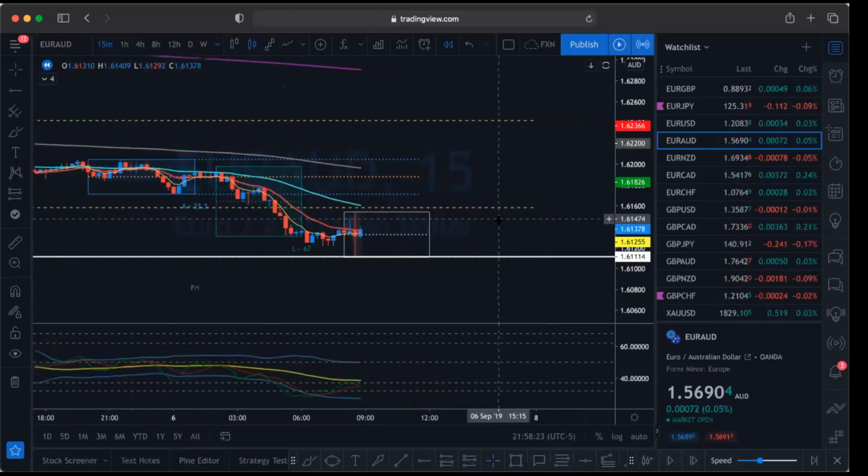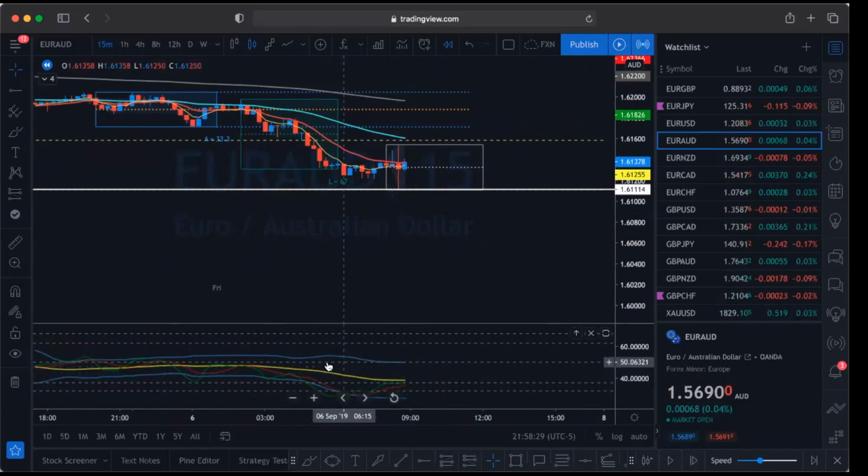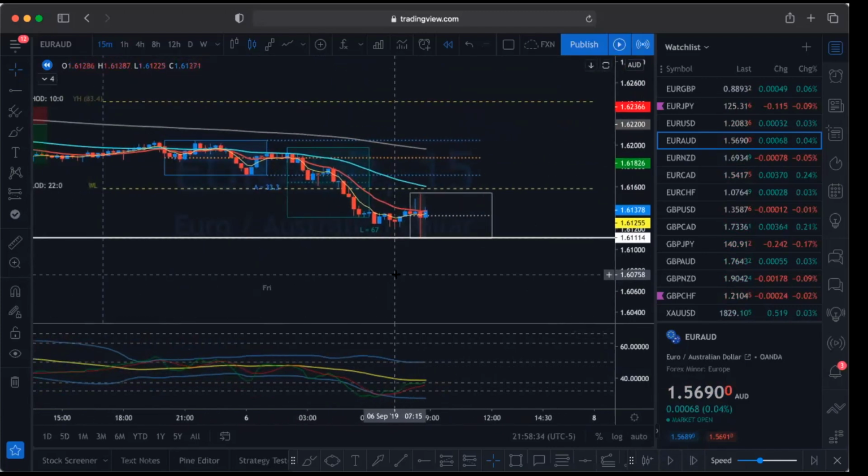All right, so what is that? That's 8:30. That's the first Friday of the month. So what is that called? Somebody read my mind. NFP, yes, NFP. That's the NFP candle right there.